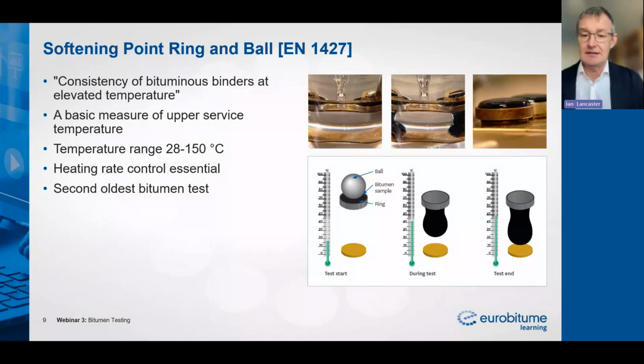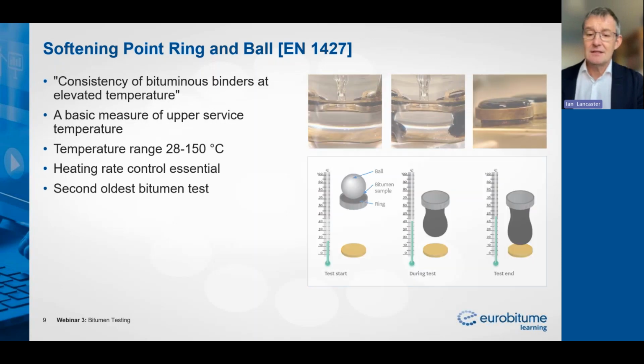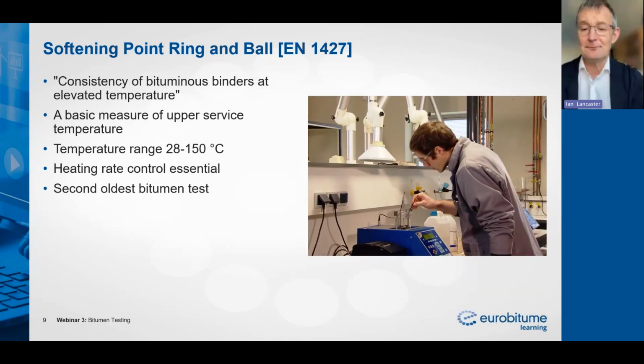We prepare a disc of bitumen. We then level that. We take off any excess. We cool it down. We place it into a liquid bath. Add a ball bearing to the top of it, and then we start this very controlled heating rate. And there will come a point where the disc of bitumen is no longer capable of supporting that ball bearing, and it will fall through and touch the bottom of the frame. So let's see that in action now.